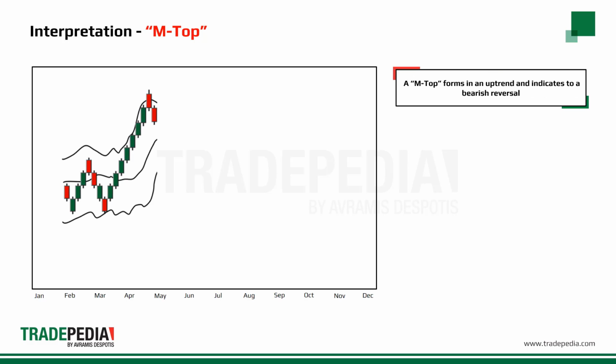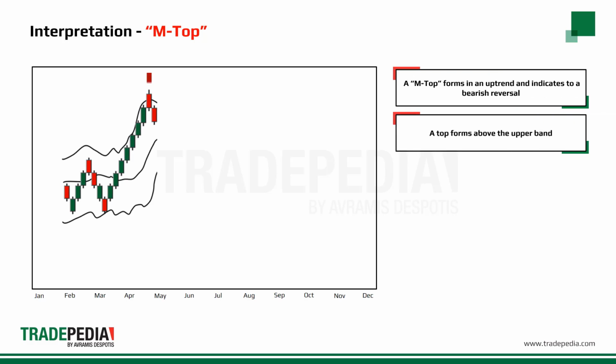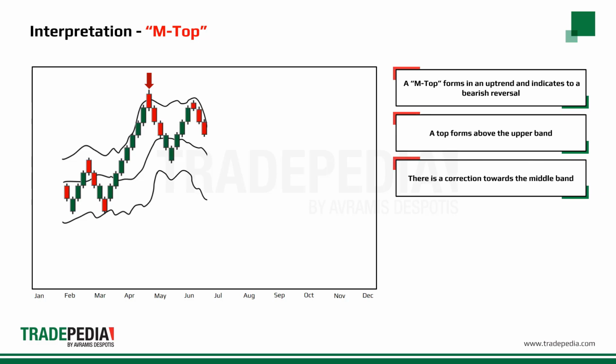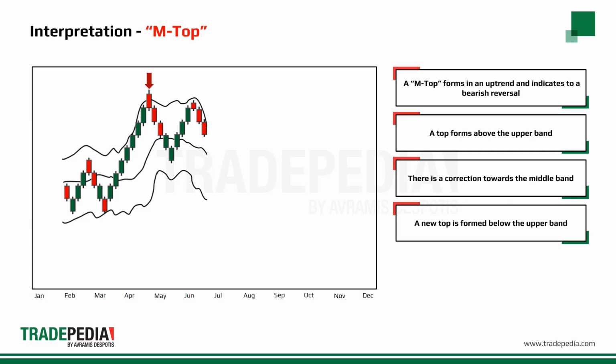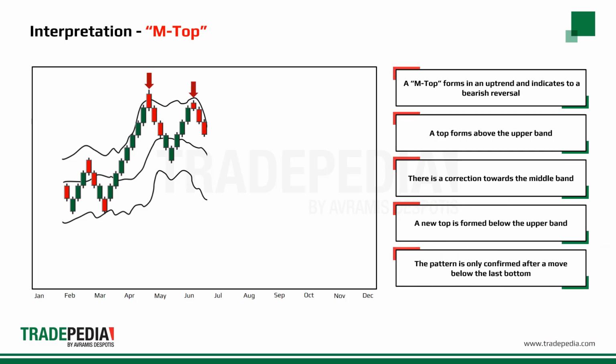The M forms in an uptrend and indicates a bearish reversal. First, a top forms above the upper band. There is a correction towards the middle band, and then a new top is formed below the upper band. The pattern is only confirmed after a move below the last bottom.